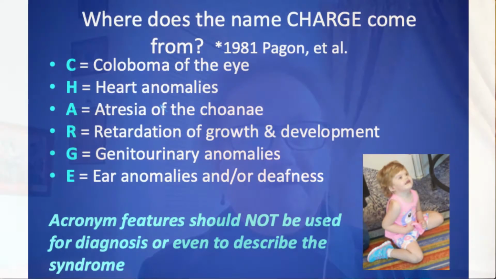Okay, so CHARGE, where does this name come from? The name CHARGE was coined in 1981 by Pagon et al. They had just recognized this syndrome that involved many different features, and they wanted to have a way to describe it, and so they took some of the features and made it into a clever acronym. And this was C for coloboma, H for heart anomalies, A for atresia of the choanae, R for retardation of growth and development, G for genital urinary anomalies, and E for ear anomalies and/or deafness.